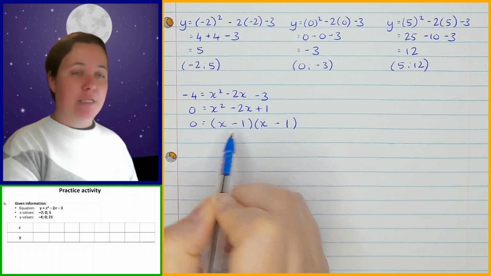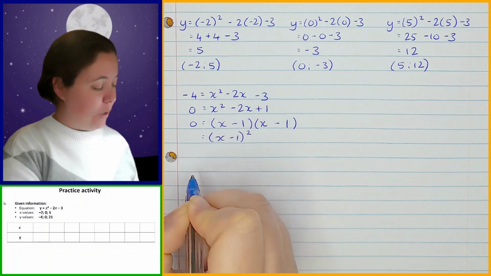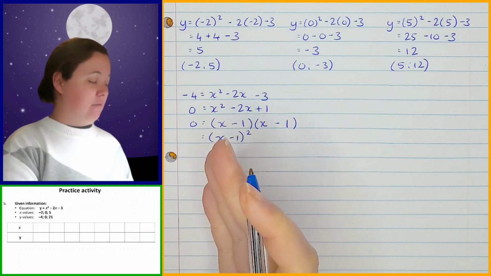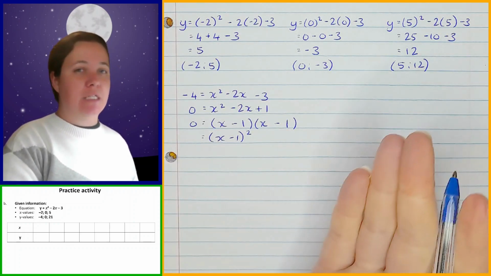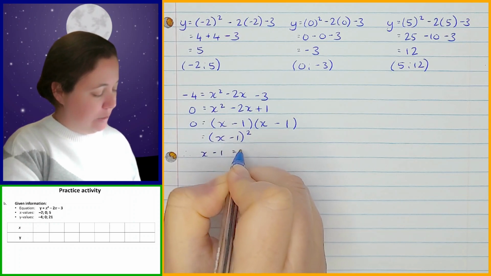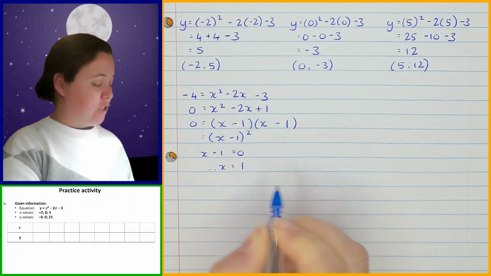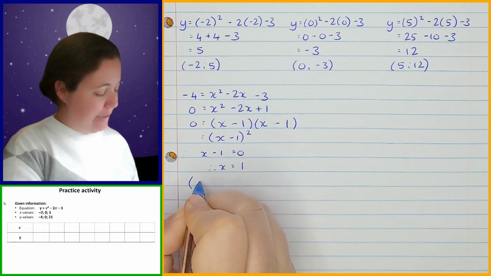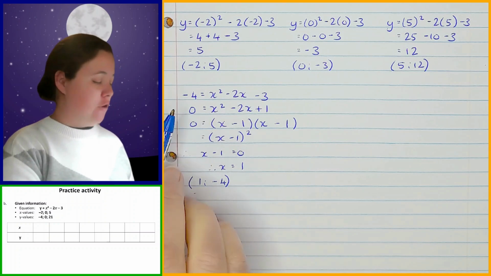Now these two brackets are identical, so I can actually write this as x minus 1 squared. Okay, so now because they're the same, I only have to write the factor equal to 0 once, because there's no point doing it twice because it's going to give me the same result. So now I can say therefore x minus 1 equals 0, which means that x is equal to positive 1. So my ordered pair for this y value is going to be x is 1 and y is negative 4. Okay, so that's what you should have got for that y value.